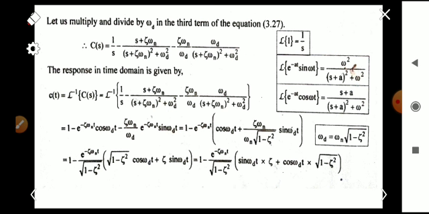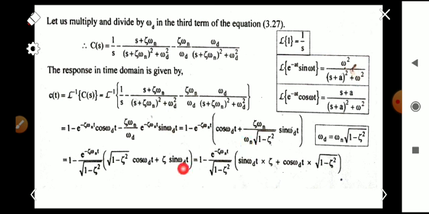Hence the response will be 1 minus e raised to minus theta omega n t cos omega d t minus theta omega n by omega d e raised to minus theta omega n t sin omega d t. We take e raised to minus theta omega n t outside, and also take root of 1 minus theta square outside the bracket. The equation becomes root of 1 minus theta square cos omega d t, multiplied with this term, plus theta omega sin omega d t. Here omega n and omega n get cancelled.